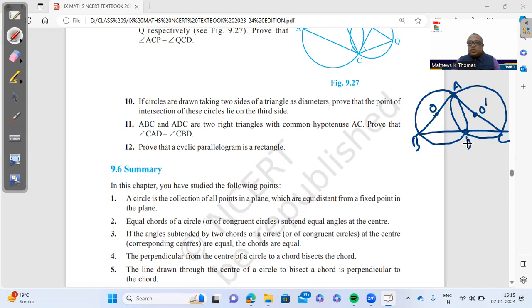And the question is, prove that the point of intersection of these circles lies on the third side. That means I have to prove that D lies on BC, to prove D lies on this third side BC.